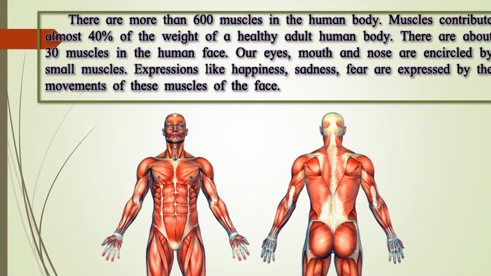As I told you, there are more than 600 muscles in the human body. Muscles contribute almost 40% of the weight of a healthy adult human being. If you are healthy, if you are not overweight, then 40% of your body weight is because of the muscles that are there in your body. There are about 30 muscles in the human face. Our eyes, mouth and nose are encircled by small muscles.